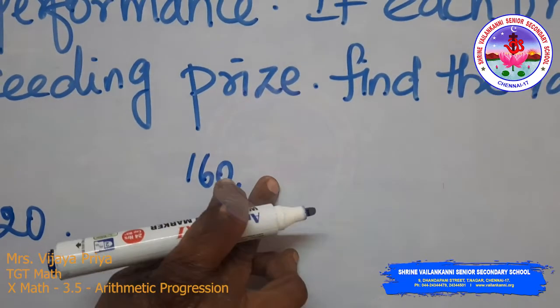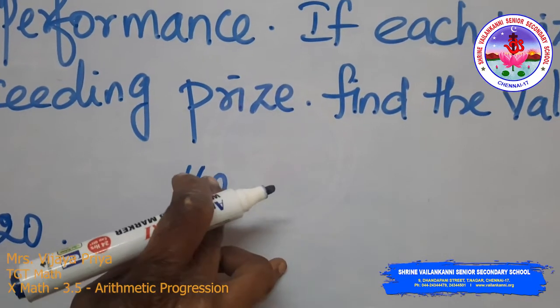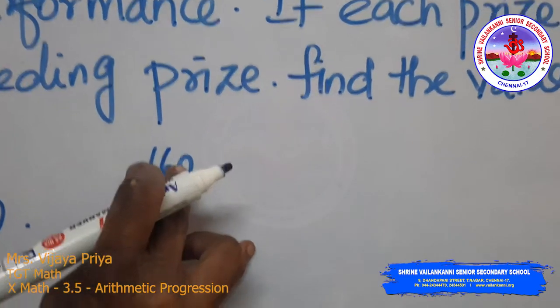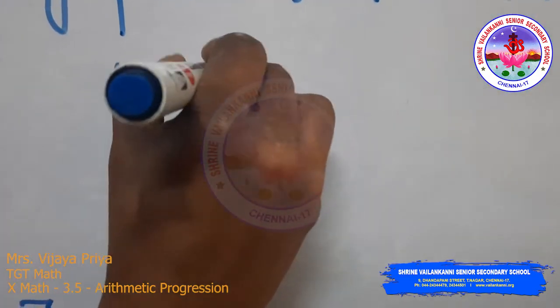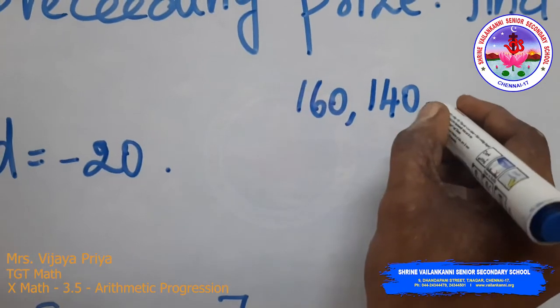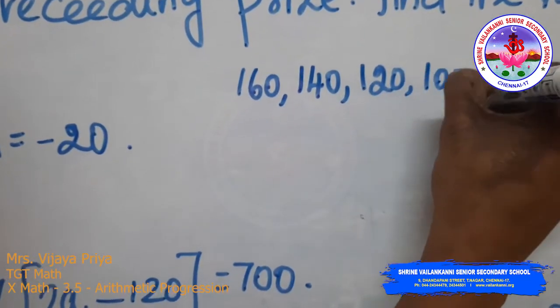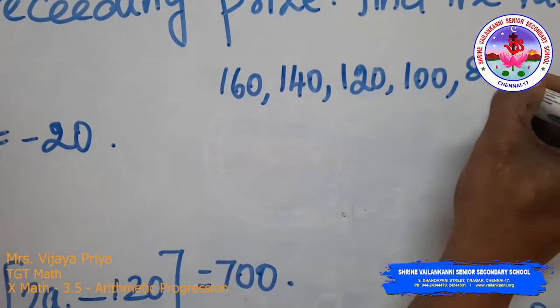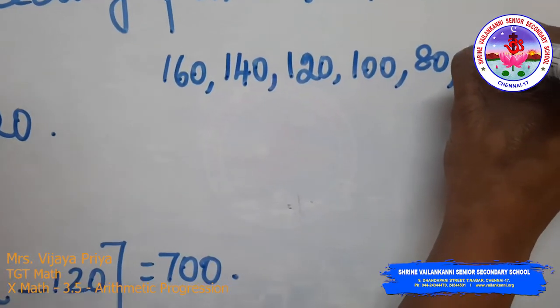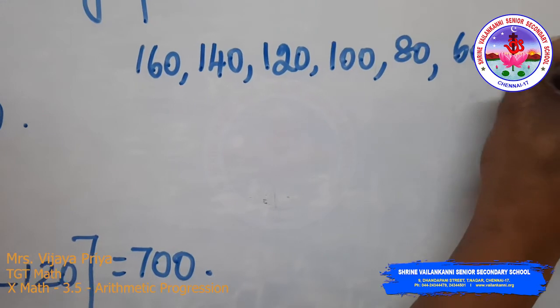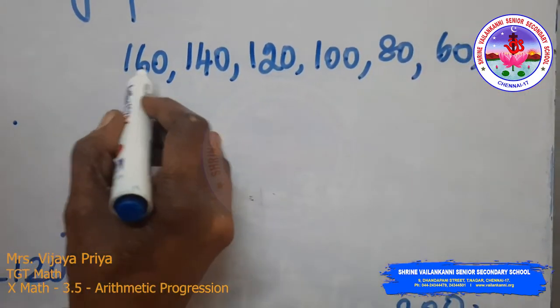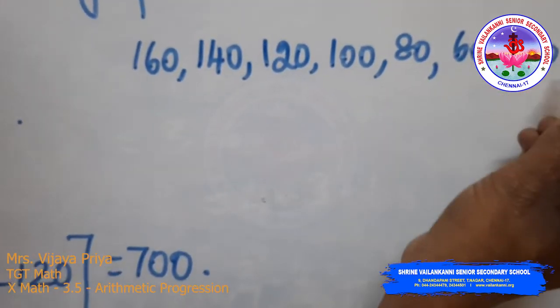So the second cash prize will be 20 less than the preceding prize. So 160 minus 20, I will get 140. The third prize will be 120. Fourth prize 100, next one 80, again 60, again 40. So I got the 7 cash prizes value.